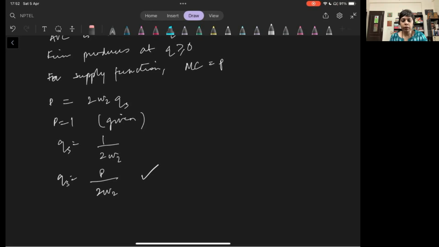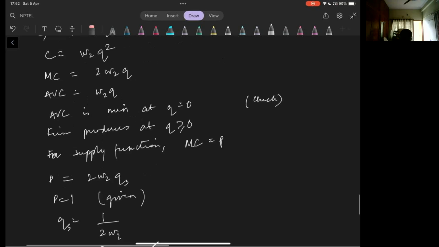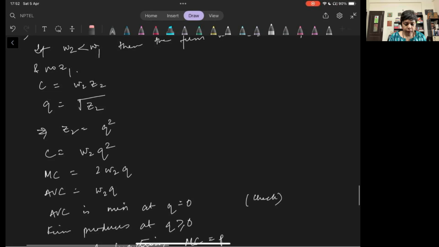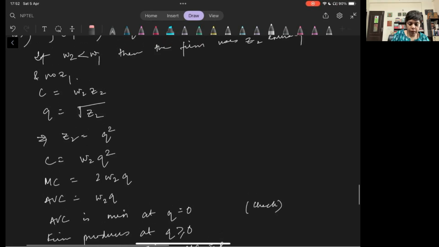Madam, how did you get the supply function, C equal to W2 into Q star, Q square, sorry? We calculated, so from here Q is equal to under root Z2, right? This is the production function which is given to you. So you just square both the sides, you get Z2 equal to Q square. So you plug in the value of Z2 in the cost function, you get W2 Q square.